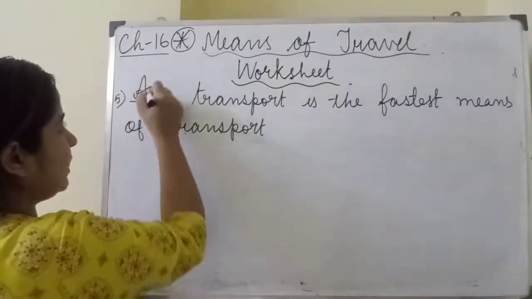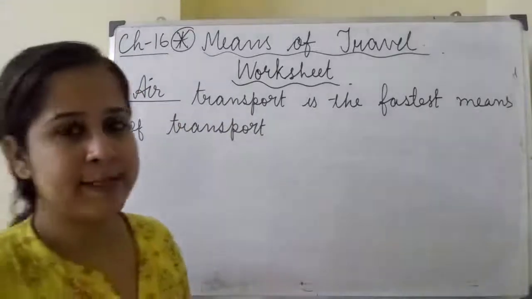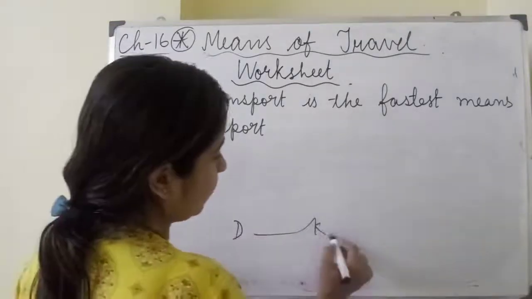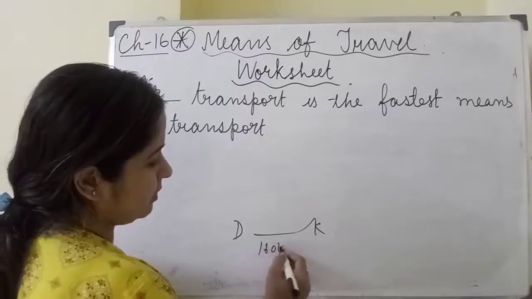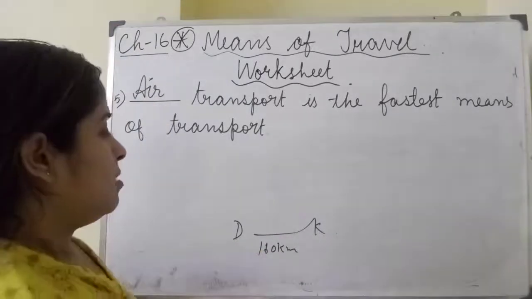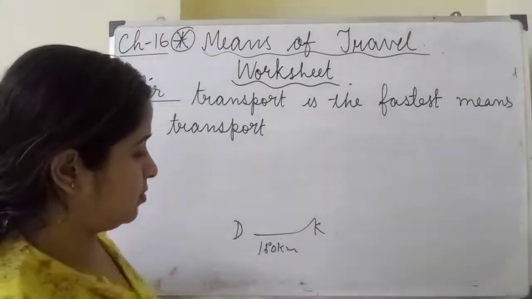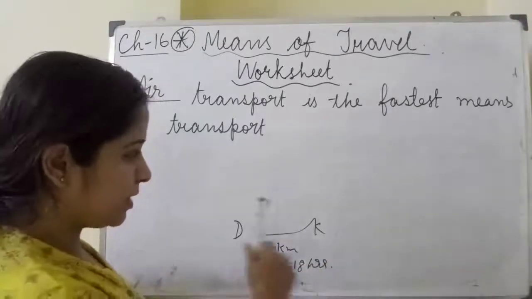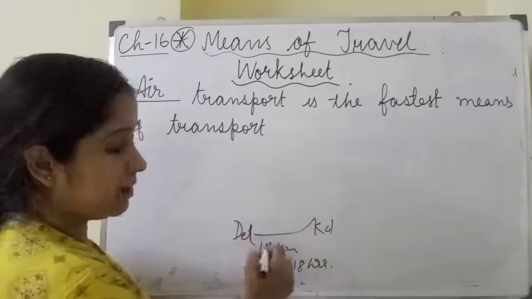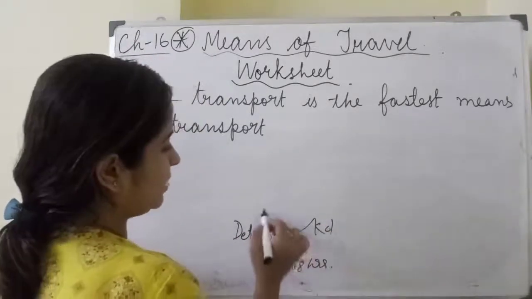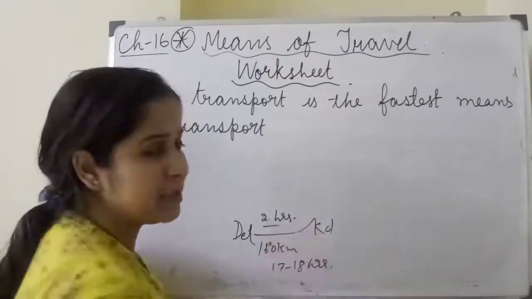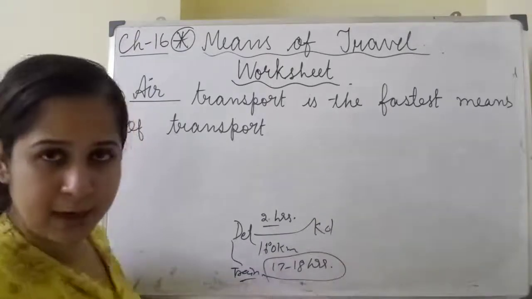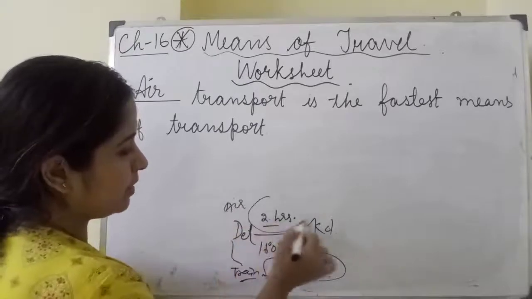It is air transport, because as far as I know, if we complete the journey from Delhi to Kolkata by train, it is about 1600 km by the fastest train. Yes, it takes minimum 17 to 18 hours. Fine. But if we complete the same journey by airplane, it is completed within 2 hours. So which one is the fastest? Traveling by train consuming 17 to 18 hours, or traveling by airplane consuming 2 hours? Which one is the fastest?